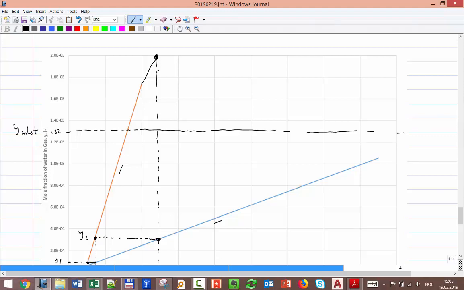Okay, that means it's enough with two trays. Because here the y I find, the y at 3, is bigger than y inlet. That means only two trays are needed.